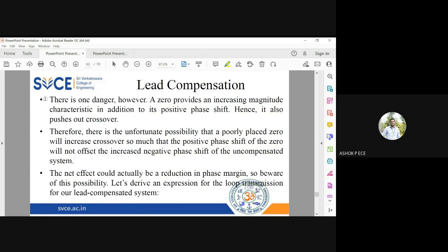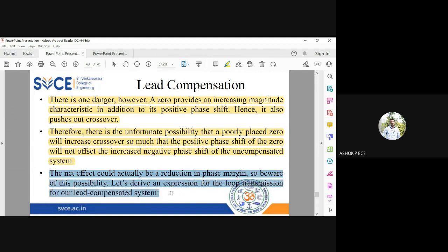But there is one problem with this. If you have a zero, which is also going to have a positive phase shift, it pushes the crossover. So the point where the crossover happens is going to be pushed because of the zero. Both the pole and zero are going to provide a positive phase margin, which is going to push the crossover to a larger value. But unfortunately, when you have a poorly placed zero, the crossover will not be pushed so much, so that when you consider the uncompensated and compensated system, the phase shift is going to be relatively increased. So the net effect can be a reduction in phase margin.